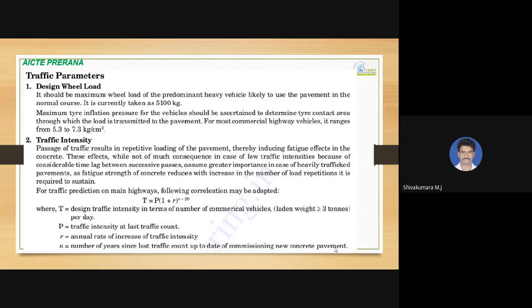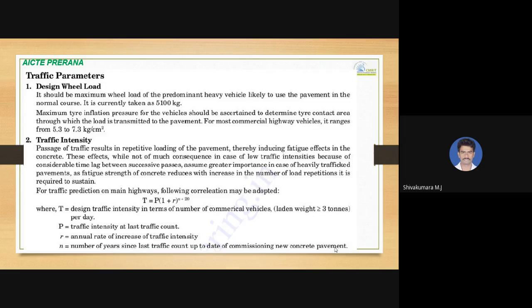And the next parameter is traffic intensity. The passage of traffic results in repetitive loading of the pavement, thereby inducing fatigue effects in the concrete. These effects are not of much consequence in the case of low traffic intensities, because of the considerable time lag between the successive passes of vehicles. They assume greater importance in the case of heavily trafficked pavements, as the fatigue strength of concrete reduces with an increase in the number of load repetitions it is required to sustain.